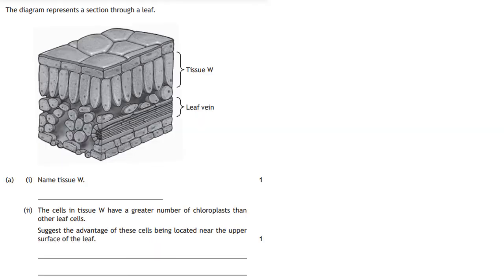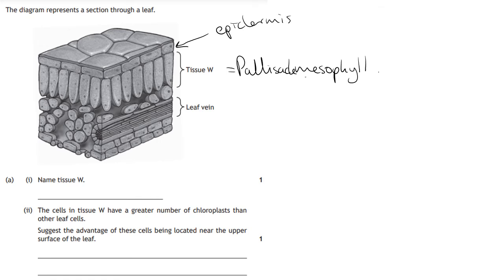So next question, right? Diagram represents a section through a leaf, and it's asking us to name tissue W, right? So tissue W, have a wee look at this, and know that they are mesophyll cells. So what mesophyll cells are they? Palisade, right? Look at this. There's the epidermis. And then look in here, look at this. That's the spongy mesophyll.